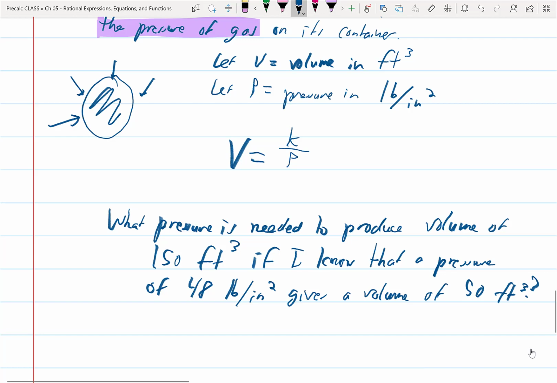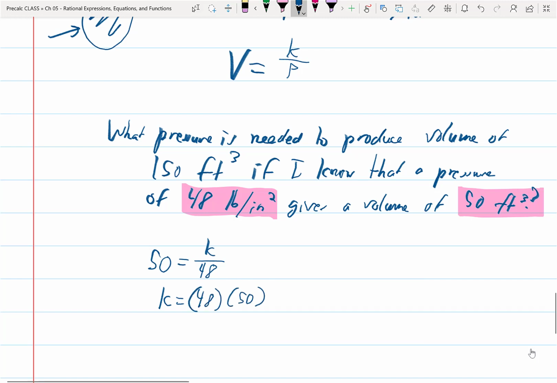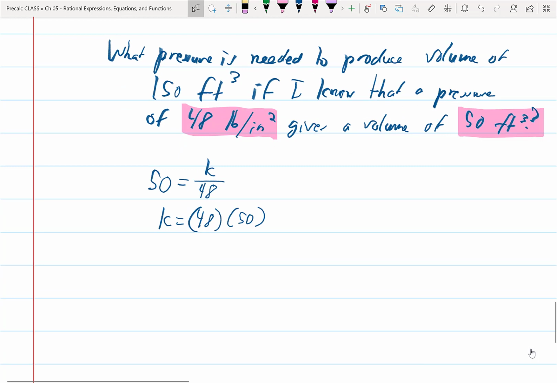So I'm going to take that V equals K over P equation, and I'm going to substitute what I know. I know that 48 pounds per square inch gives a volume of 50 cubic feet. So 50 cubic feet is the volume, equals K divided by 48. And that means K is equal to 48 times 50. 48 times 50 is 2,400. So then my actual equation would be volume is equal to 2,400 divided by P.